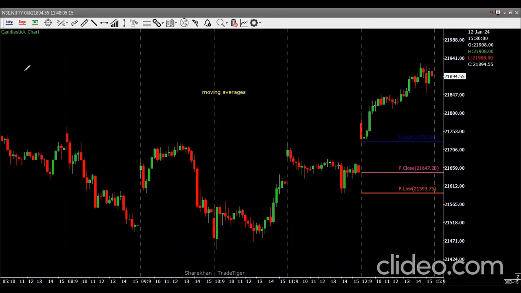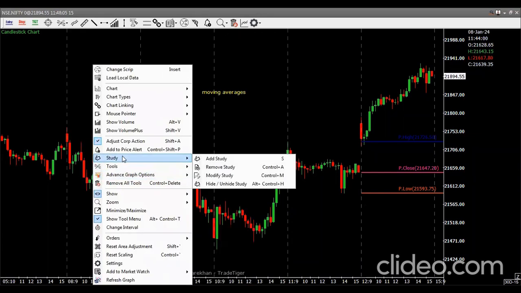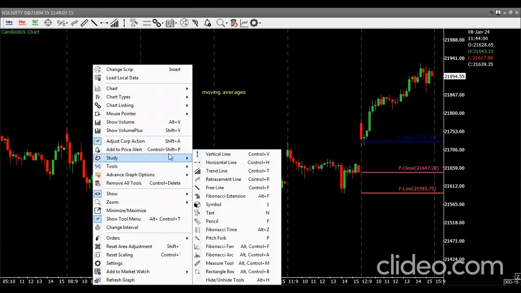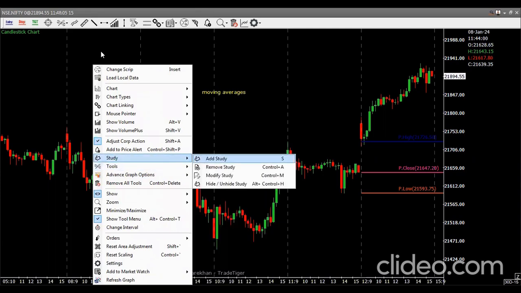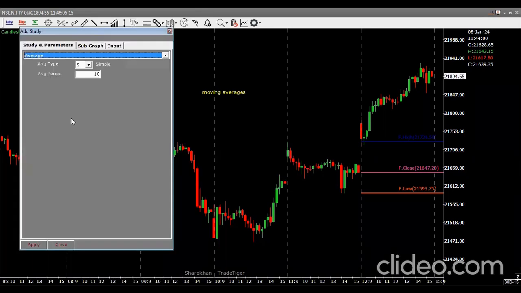Okay, let us now plot these moving averages in our chart. So what you have to do is go to Study, add study, and go here to average. See, average in the chart indicates a moving average because there is no still or stationary average. There is always a moving average. Okay, always keep this in mind.